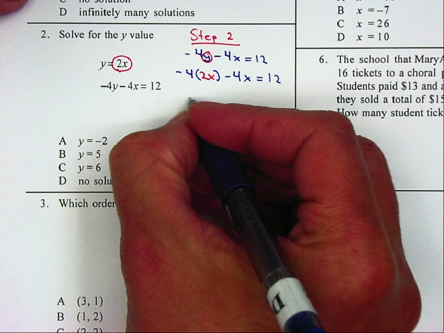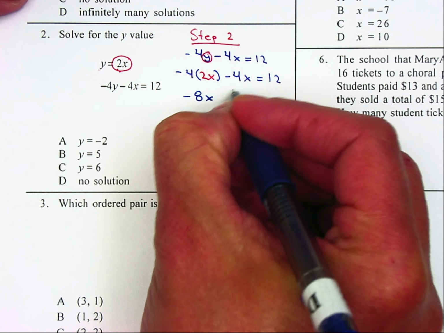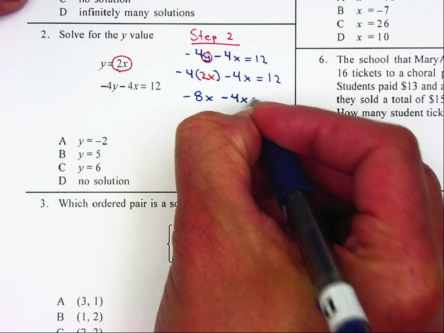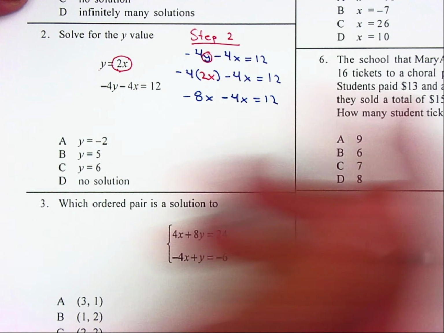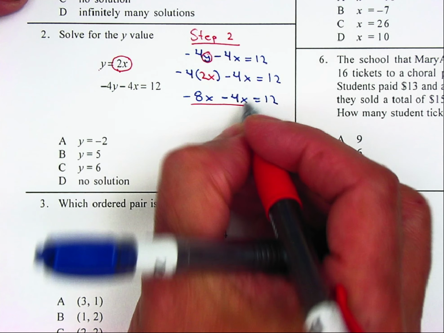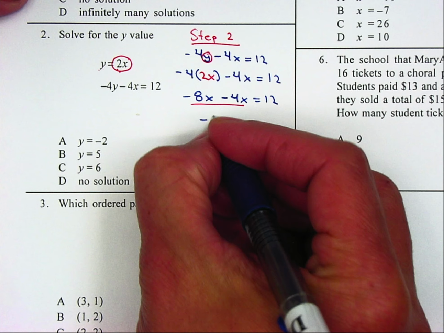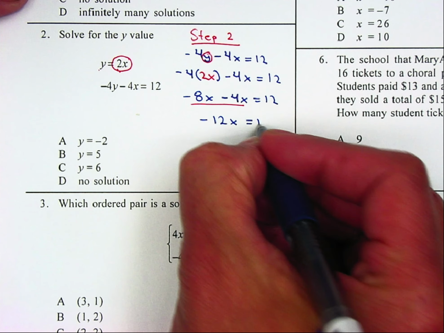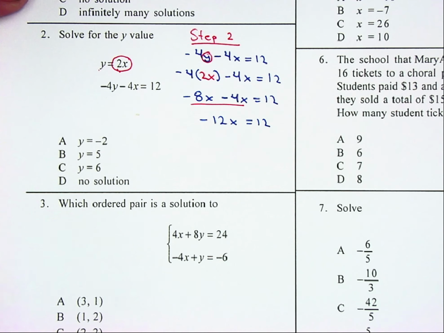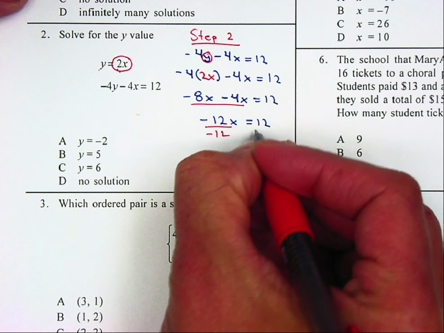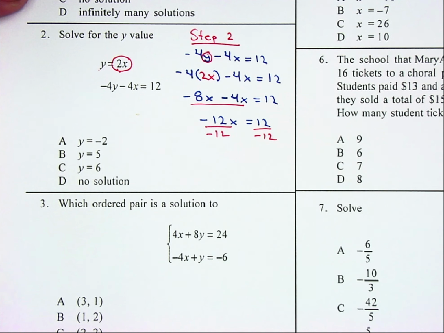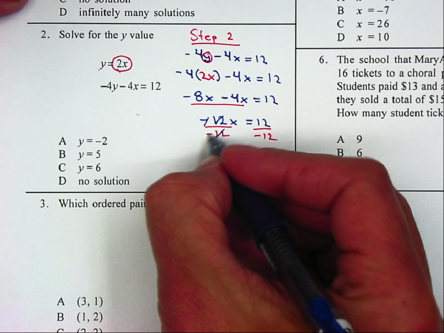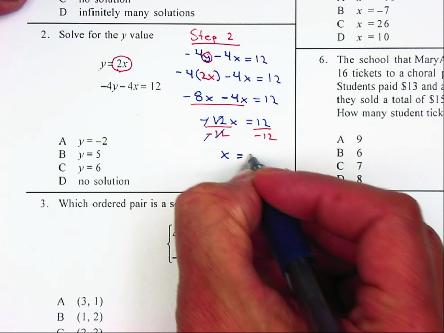That gives me negative 8x minus 4x equal to 12. Combine like terms. Negative 12x, same sign, you add, keep the sign of the bigger number. And divide by negative 12. The 12's cancel, the negatives cancel. So therefore, x is equal to negative 1.